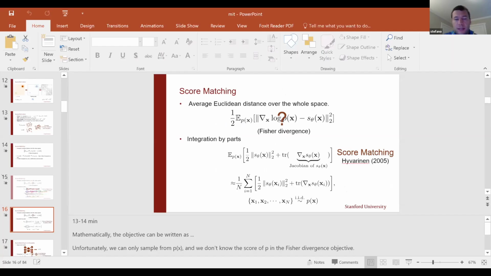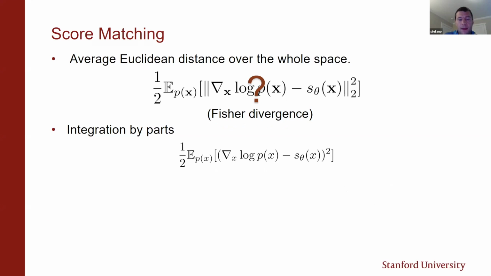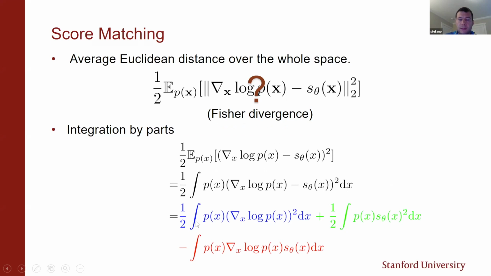Let's see, I have it actually here. So let's say that we do it in one dimension, just for simplicity. This is what it would look like. We can expand the expectation as an integral. Then we expand the square. We get a term in blue here that does not depend on theta. You can ignore it. You get this term in green, that is something we know how to handle. And then you have this double product here.